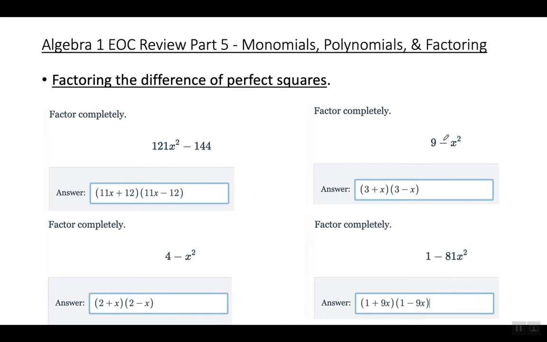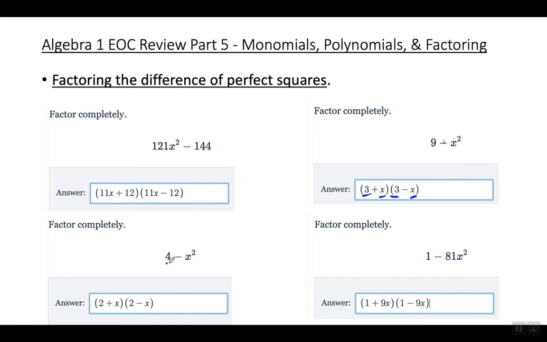I'll say it again. I have the difference of perfect squares. I'm subtracting. This is a perfect square because the square root is 3, and this is a perfect square because the square root is x. So I'm just writing 3 in the front, x in the back, and making one of them plus and one of them minus. That's it. If I multiply this, you'll see that you get the same answer once you simplify.